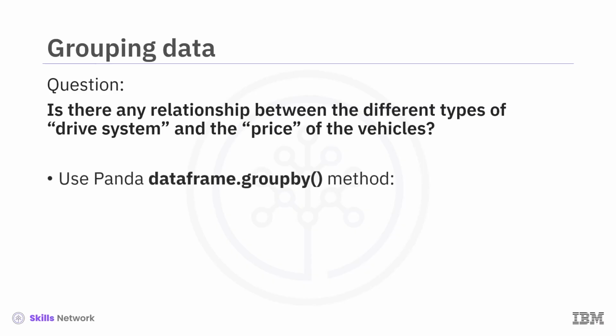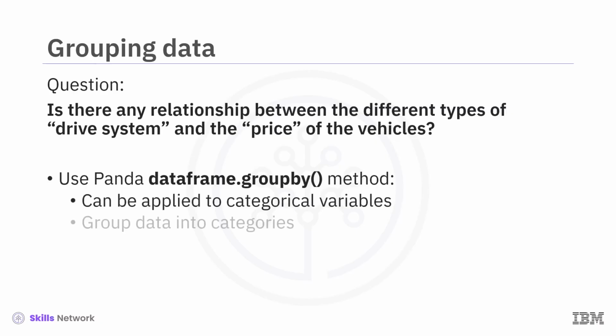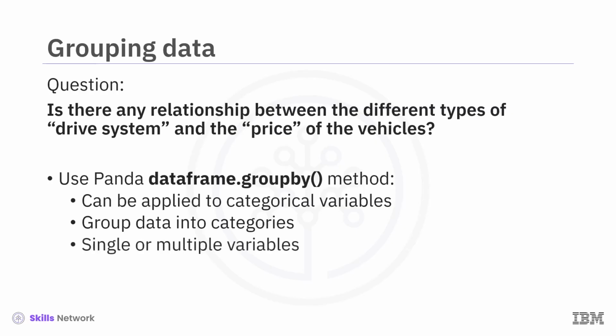In Pandas, this can be done using the group by method. The group by method is used on categorical variables. It groups the data into subsets according to the different categories of that variable. You can group by a single variable, or you can group by multiple variables by passing in multiple variable names.